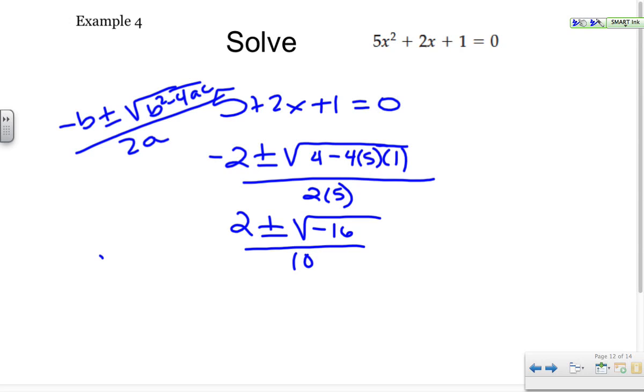So now I'm going to continue. I can actually get a solution here. Negative 2 plus or minus 4i over 10. And you can leave it like that. You can simplify actually a little bit further into negative 1 plus or minus 2i over 5.